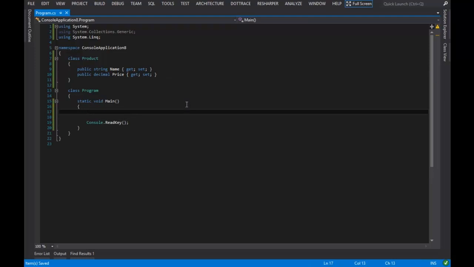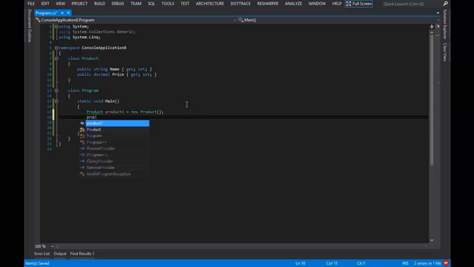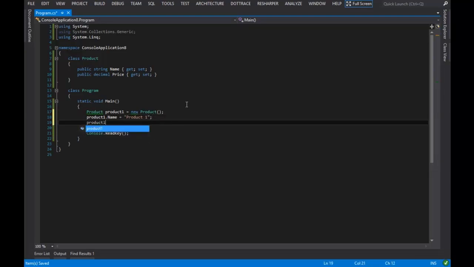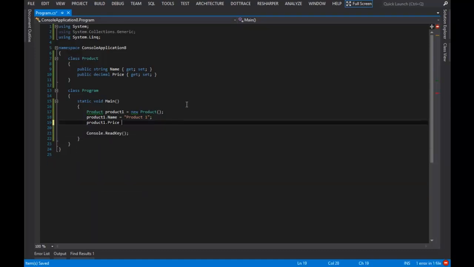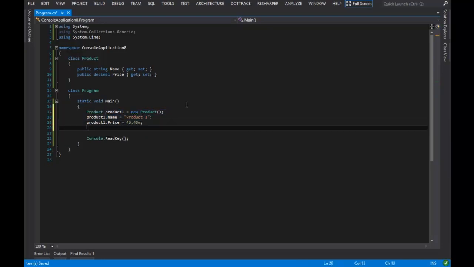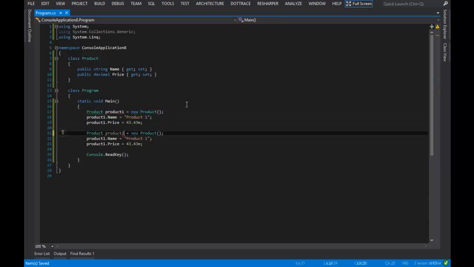And then I'm going to create two products. Why am I not copying and pasting this code? Okay, so I have two products.